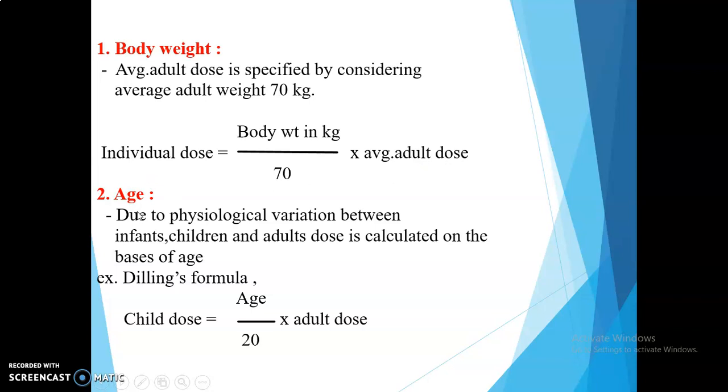Age. There is a basic physiological variation between infants, children and adults. Newborns and children have low GFR and less drug metabolism capacity. On the other hand, in elderly patients, kidney function progressively declines. So generally the dose of a drug is calculated by considering the age. A number of formulas are available for calculation of a child dose, like Young's formula, Dilling's and Clark's formula.